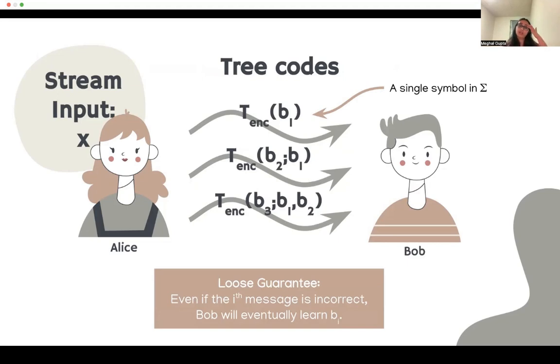So the loose guarantee of a tree code encoding is the following: even if the ith message is incorrect, Bob will eventually learn BI. That is to say, even if T of B2 is flipped, then eventually after, let's say, hearing 10 more messages, Bob will have a pretty good guess that B2 was corrupted, and he knows what it actually is. The reason he's able to do something like this is that the encoding of the future messages actually depends on B2. So it'll be inconsistent with what he heard for B2.